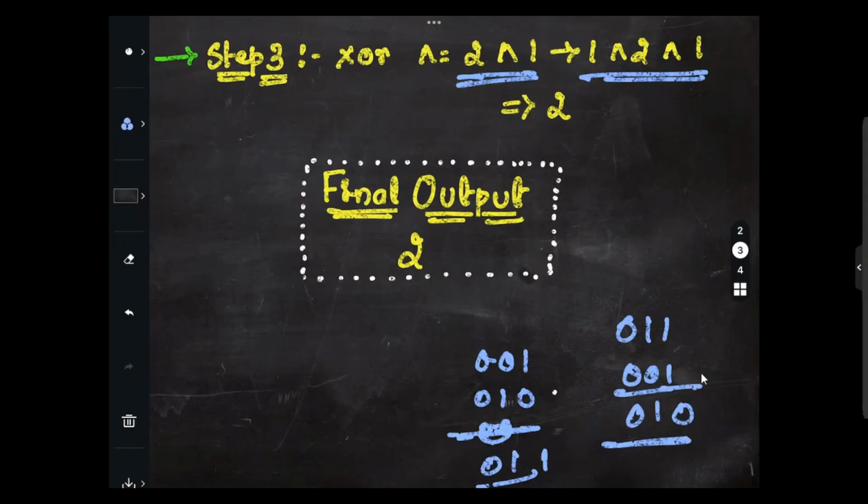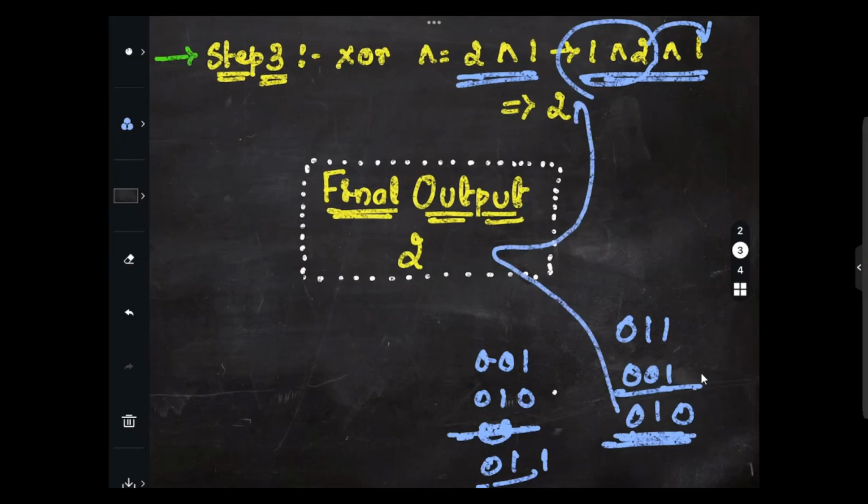When we XOR, first we will go with 1 XOR 2. Next we will go with the number that we got in the binary representation XOR 1, right? So the overall output that we got is 010. 010 when converted to integer is nothing but 2 in this case, right?